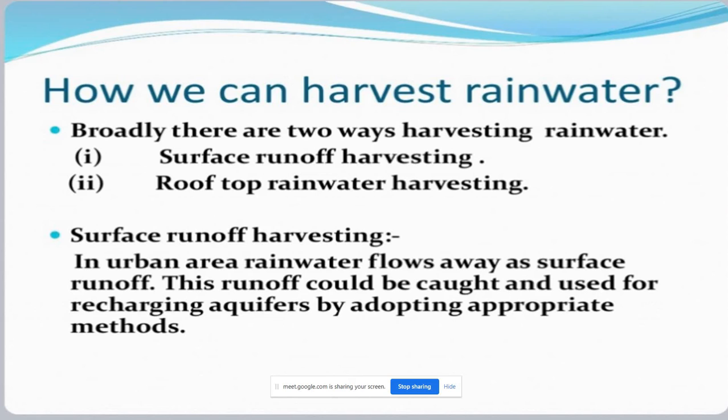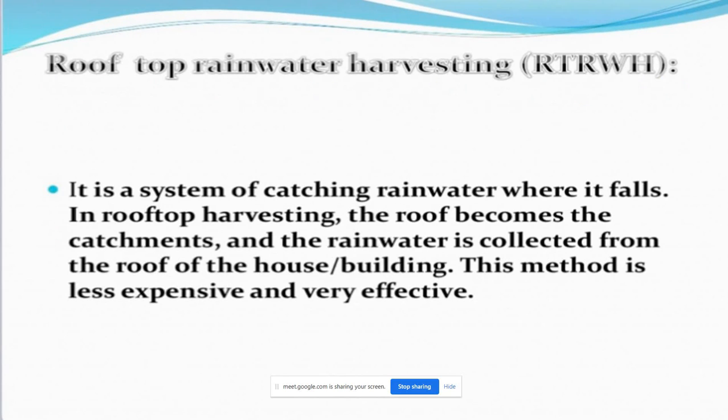Rooftop rainwater harvesting, RWH as it is abbreviated, is a system of catching rainwater where it falls. In rooftop harvesting, the roof becomes the catchment and the rainwater is collected from the roof of the house or building. This method is less expensive and very effective.